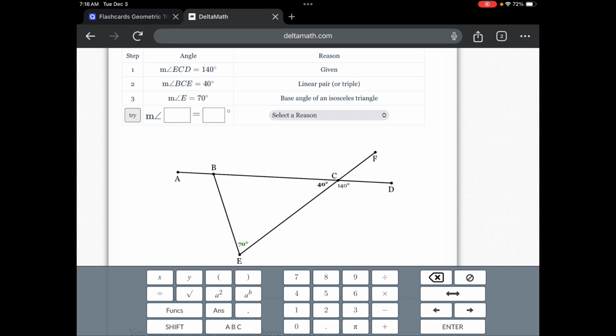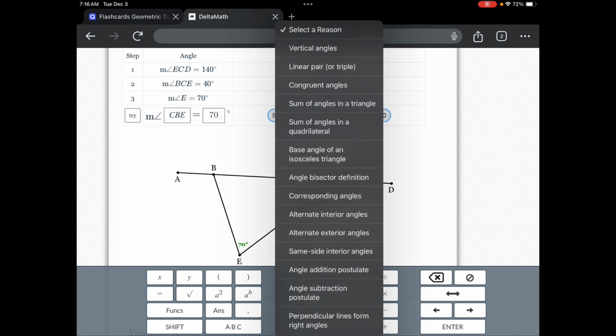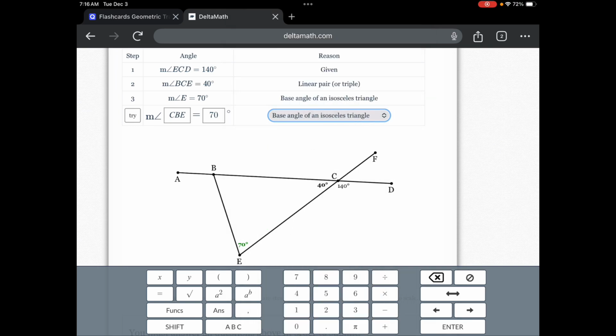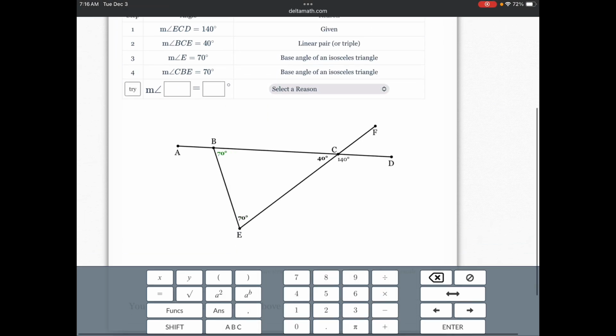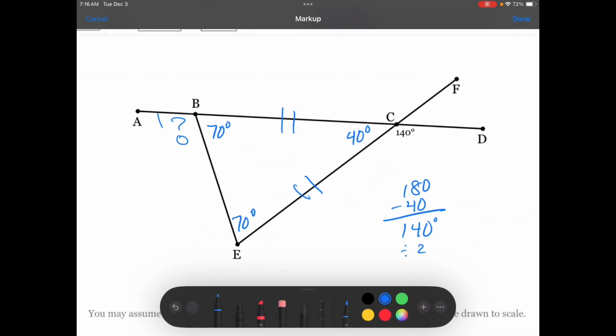You see where I'm looking at? CBE. So now I'm going to say angle CBE is also 70 degrees. Same reason, I'm going to go down to base angles of an isosceles triangle. You now have it. Now I'm almost done here, and I'm going to come over here and say one more time, I have a linear pair, right? Angles that add up to 180 degrees.